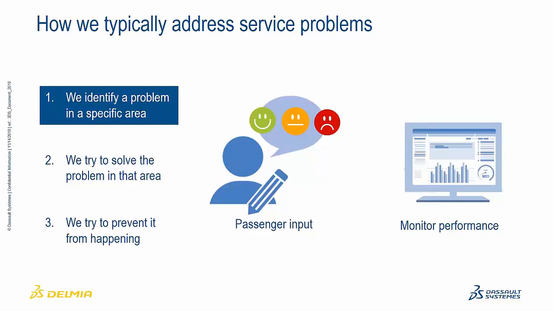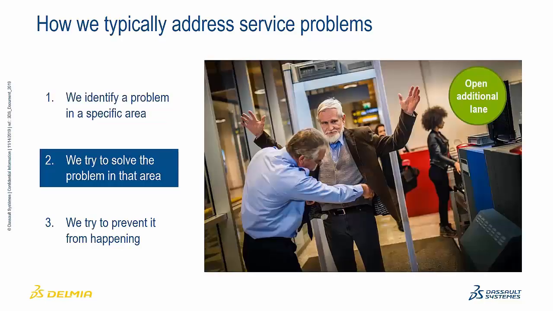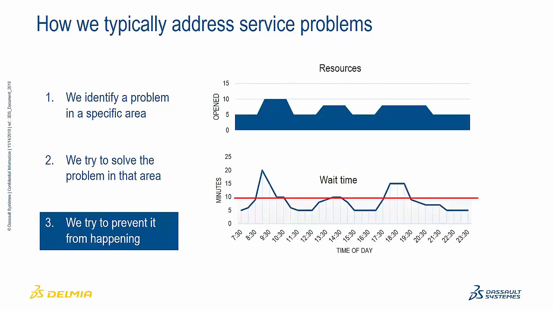So first we identify the problem, and then we try to solve the problem in that area. When a sensor lights up and says the queues in security area 1 are getting too long, the typical reaction is, well, let's open an additional lane. That is what we do in the short term. But if this problem is repetitive, then we try to prevent it in the future.